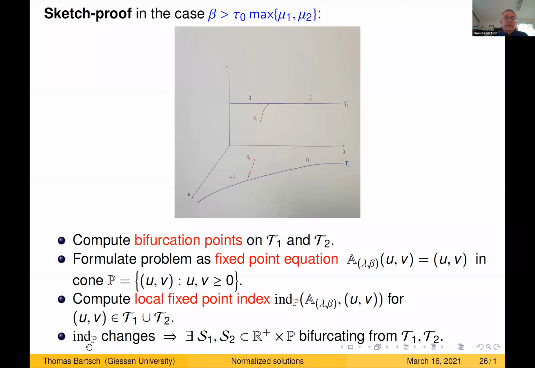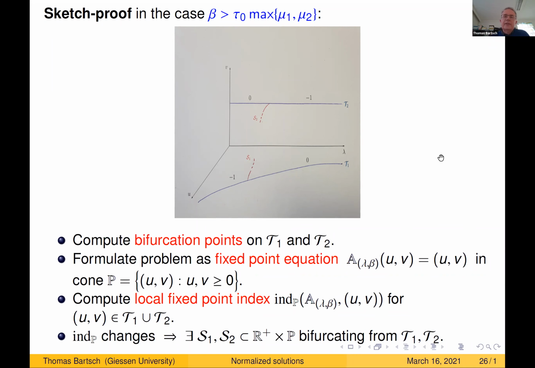So as I just said, if the index changes along a branch, then you have connected subsets S1, S2 bifurcating from T1 and T2. These are subsets of R plus times P, with lambda in R plus, and u and v in this positive cone P. And I just drew here the bifurcating branches near the bifurcation points. And now one has to investigate what happens with these branches.